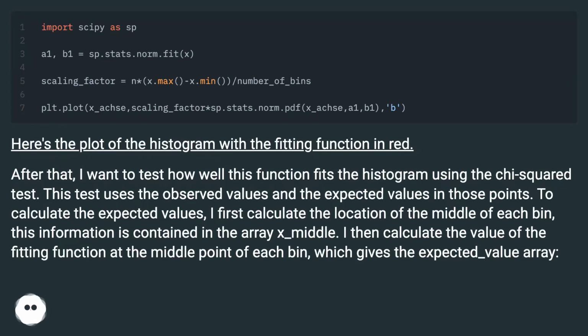To calculate the expected values, I first calculate the location of the middle of each bin. This information is contained in the array x_middle. I then calculate the value of the fitting function at the middle point of each bin, which gives the expected_value array.